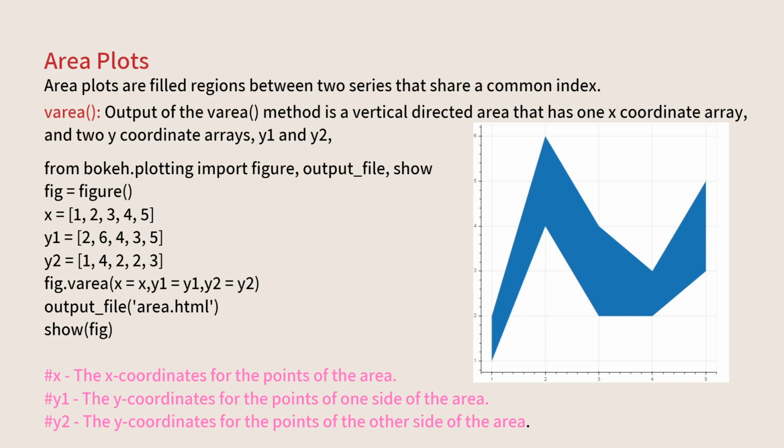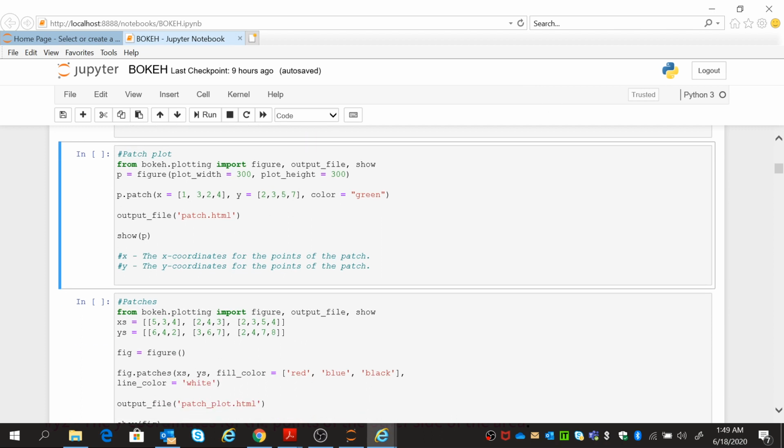Area plots, another very interesting thing which Bokeh empowers you with, is the area plot. In the area plot, you can fill regions between two series that share a common index. That means the index has to be common for both of them. Before we go into detail of area plots, let us first look into the interface, how this works and what type of plots it will produce. So this is the patch plot.